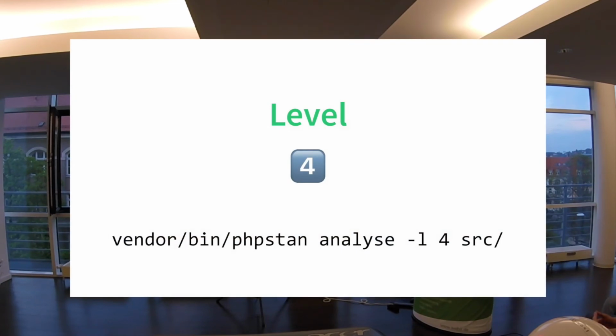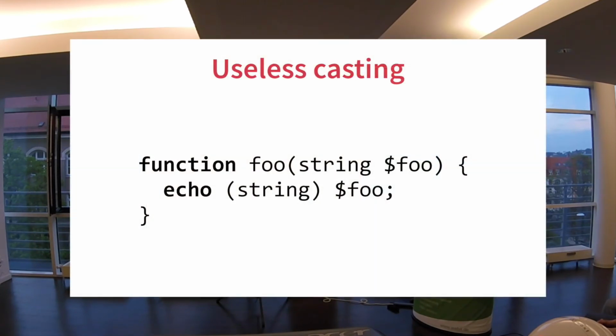It's important to note that level 4 makes sense to use if you are on PHP 7 and you use scalar type hints, and you will see why. So the first rule on level 4 is useless casting. If we already have a string and we try to cast it as a string, it doesn't make sense, and PHPStan will tell you that you can remove the (string) cast from the line with echo.